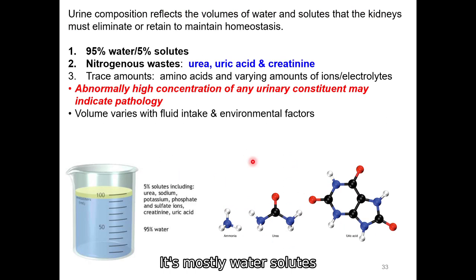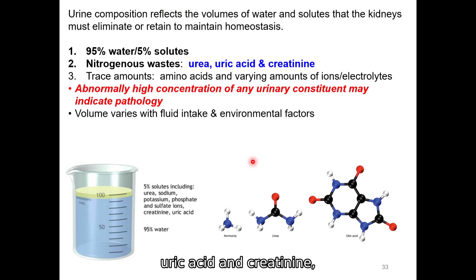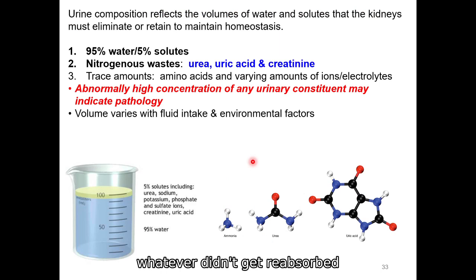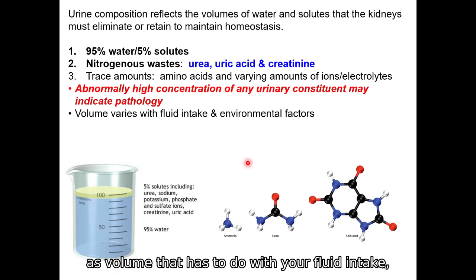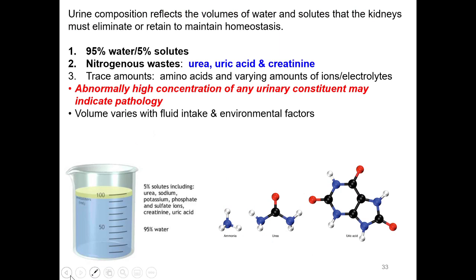Urine composition: it's mostly water, solutes, and then our nitrogen-containing waste: urea, uric acid, and creatinine. We'll have trace amounts of amino acids and electrolytes, whatever we have in excess, whatever didn't get reabsorbed. We'll be looking for things that are abnormally high. And as far as volume, that has to do with your fluid intake and environmental factors. Are you exercising? Are you out in the heat? Are you sweating? We'll talk about water balance on Wednesday.